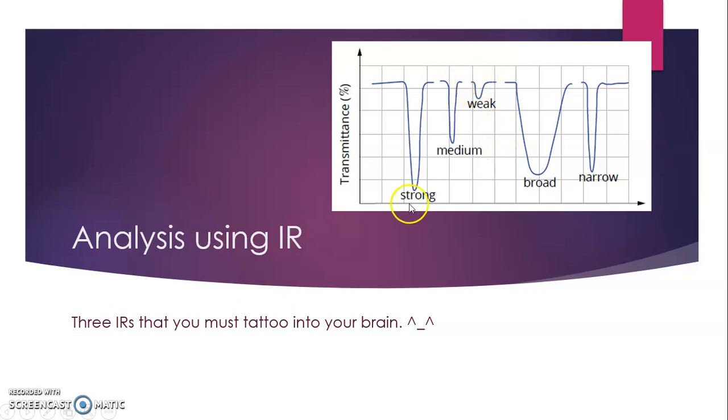Okay, so when we look at IR spectroscopy, there are some words that we use to describe a particular absorption. When the peak is really deep, that's a strong absorption. So then, therefore, you will have medium and weak. Sometimes the absorption band is rather broad, and sometimes it could be narrow. These are all very important features in an IR spectrum.